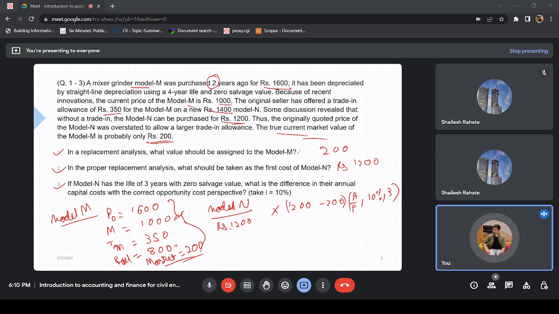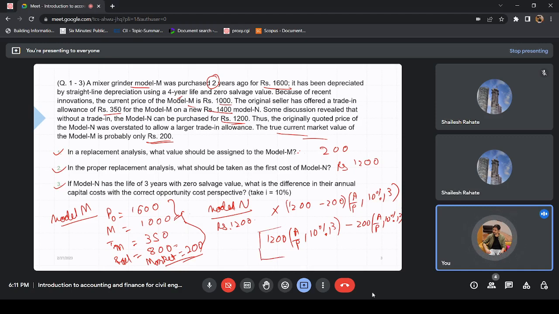What should be the correct way is the annualized cost for 1200, which you know is going to last 3 years, minus the annualized cost for 200, which you know is going to last you the rest of its life, 2 years, that is 4 minus 2. This expression would give you the correct value. Any confusion regarding how we got this expression, or how we determine the value for model M and model N?